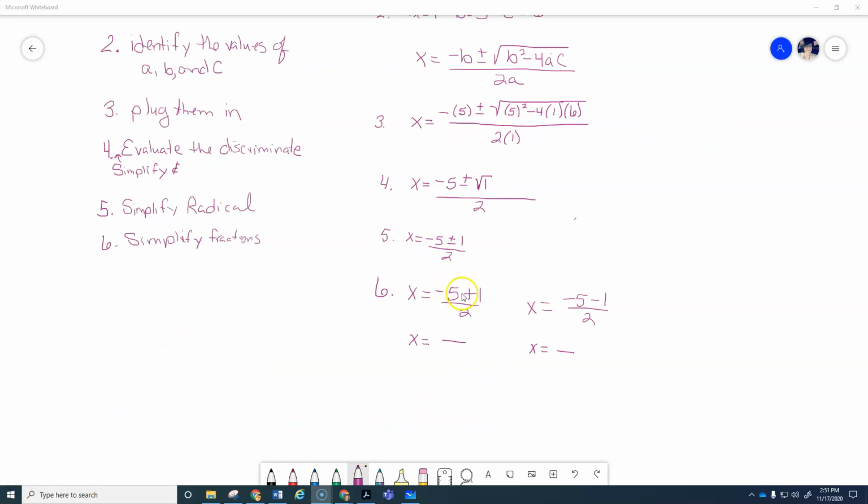So since I do have the ability to say negative 5 plus 1 and then negative 5 minus 1, I'm going to separate these two things because these will simplify. And once I have them separated, I can then simplify each one of the fractions. That's step number 6. So now that I have simplified each one of these fractions, I see that my two solutions are very nice integer values of negative 2 and negative 3. Which should tell you that your parabola, the graph of this quadratic, is going to cross the x-axis at negative 3 and negative 2.